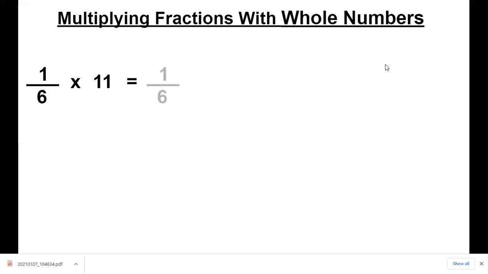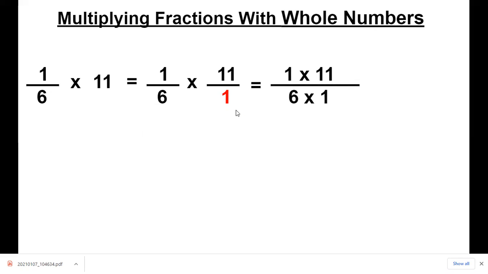What do we do? Well, we rewrite the 1/6 times, and we change the 11 to 11 over a 1. Because we know we haven't changed the number, because 11 divided by 1 is just 11. So we're not changing the number at all. We're just putting it over 1. So we have a fraction times a fraction. So can we cancel anything? Doesn't look like 6 will go into 11. So we just have to multiply across the top, 1 times 11, and across the bottom, 6 times 1. Notice how we're going to get 11 over 6.